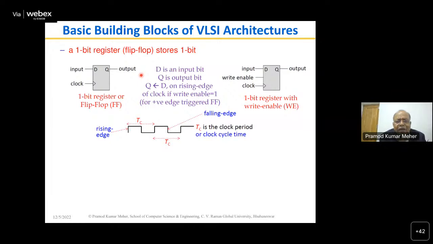Clock is generally a rectangular pulse. This is a rectangular pulse. On the rising edge of the clock, at that time, this input D will be available as output.